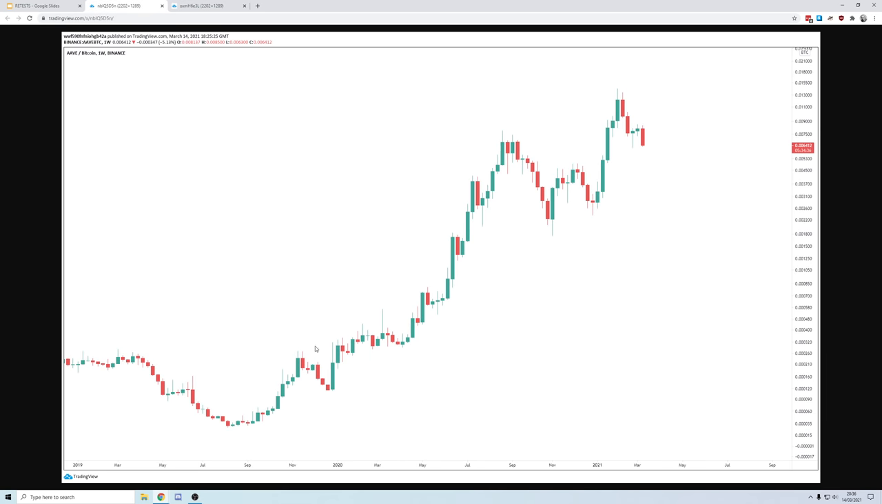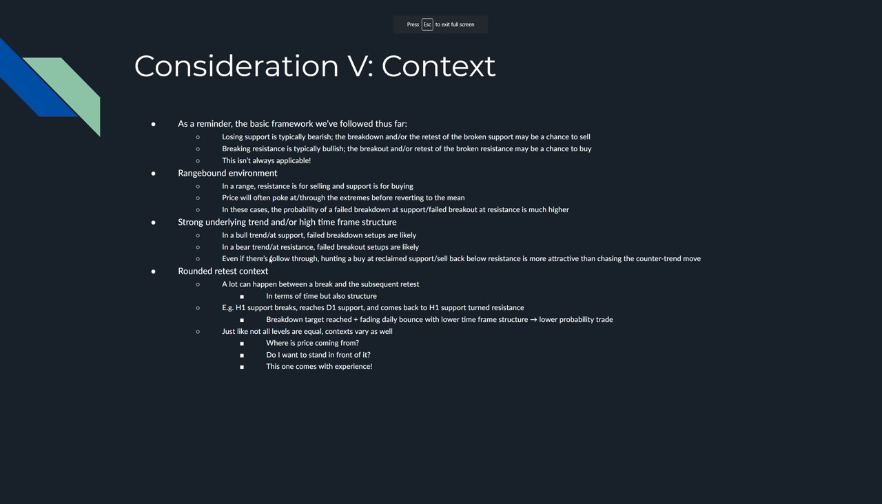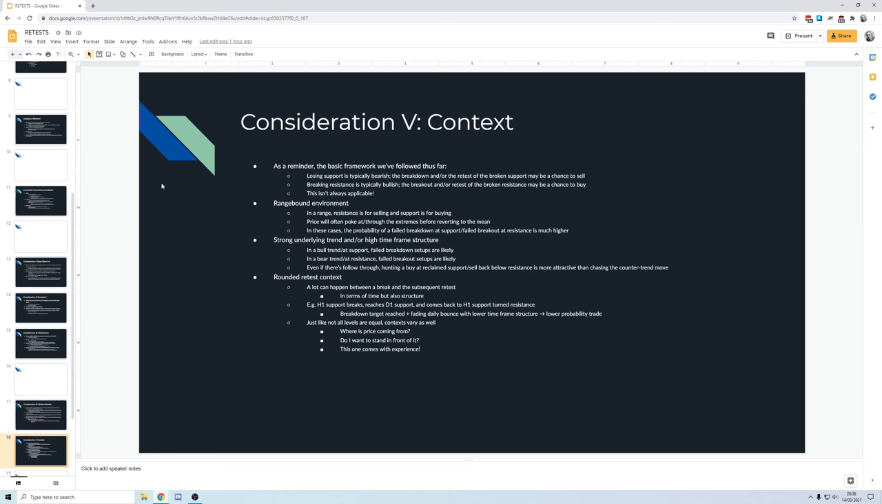In the same vein here, this has been going up for months. Should you have a lot of faith in the breakdown? Probably not, or worth being conservative as well. And I think the last bullet point conveys this message quite well. Even if there's follow through, the better setup is still hunting a buy at reclaimed support or selling back below resistance. So those options are much more attractive than chasing the counter trend move, right?